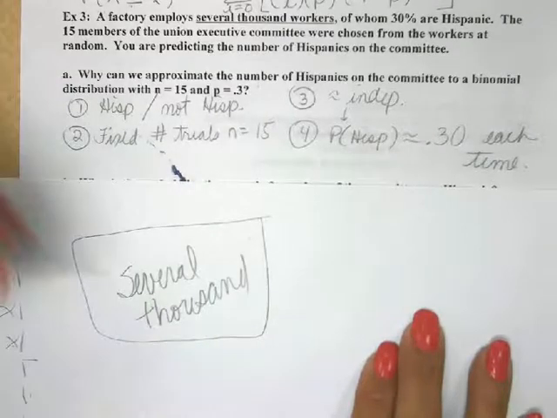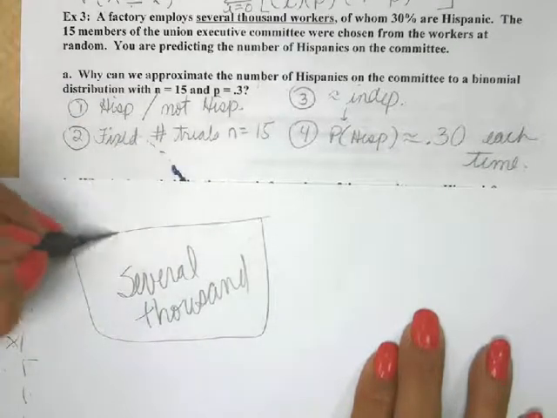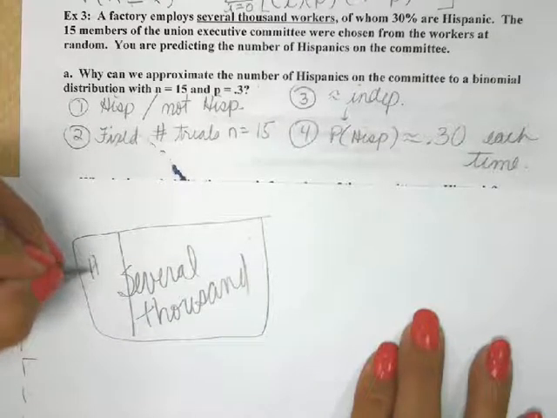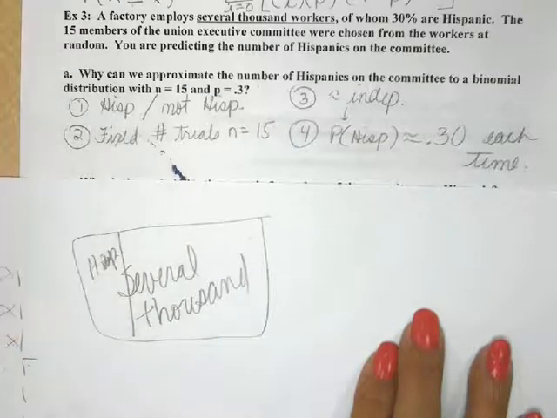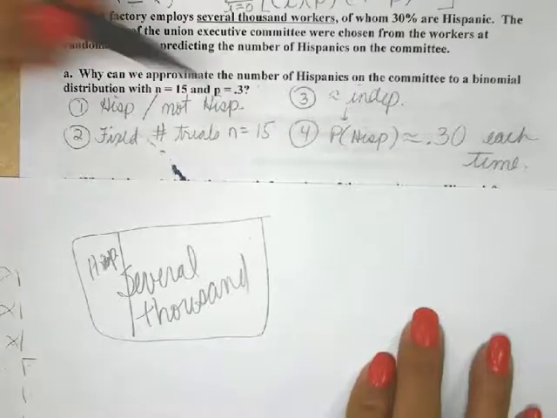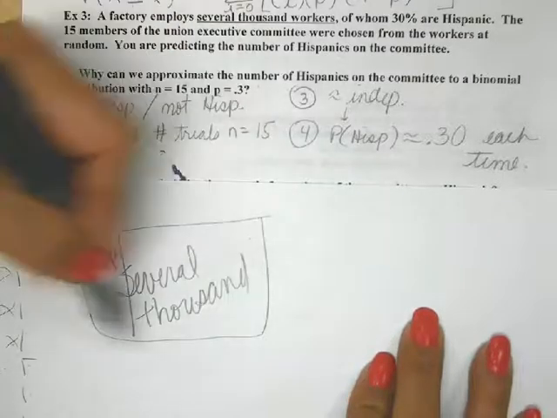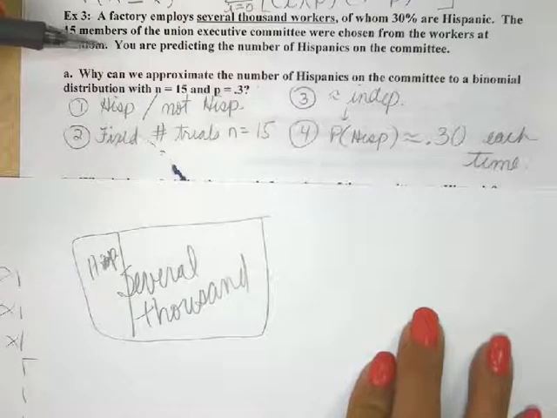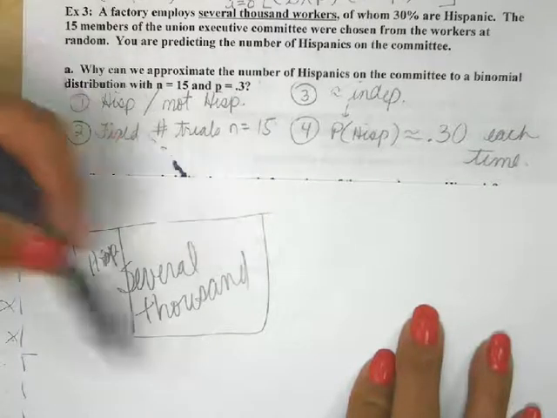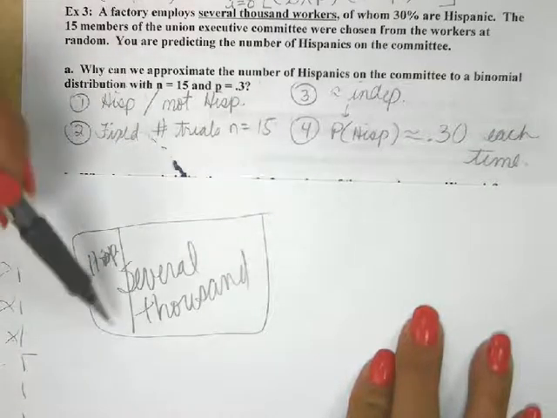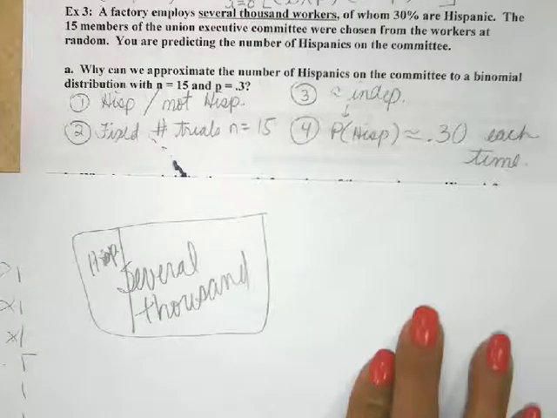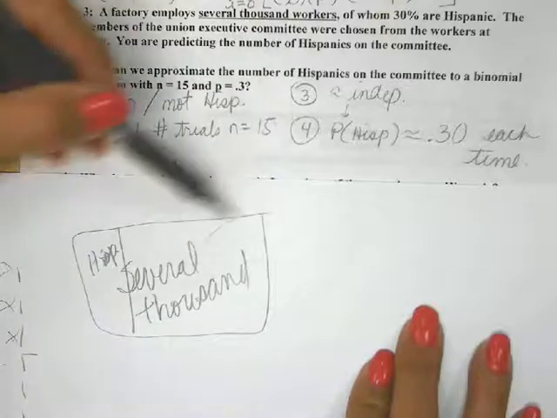And we know of these that 30% are Hispanic. We're going to pick 15 people, and these would be all mixed up. You can almost think of it like marbles: you have several thousand marbles in a big, huge vat, of which 30% are a certain color, and we could say that color represents picking a Hispanic person. And so we're going to pick 15 people.